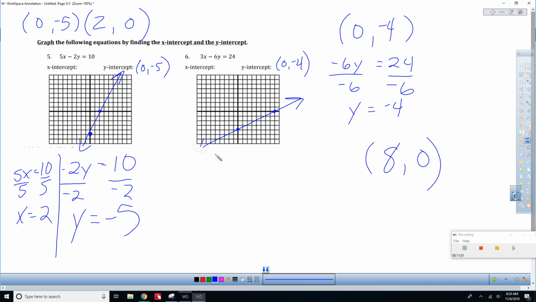That's the best straight line I've ever drawn. Give it up for Mr. Ray. Boom!